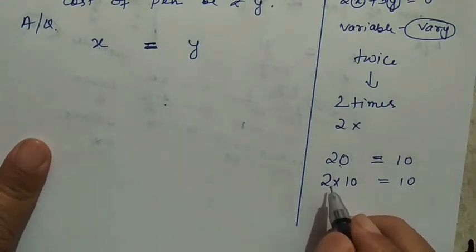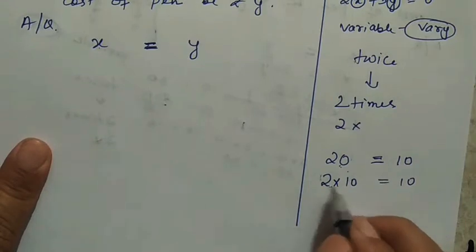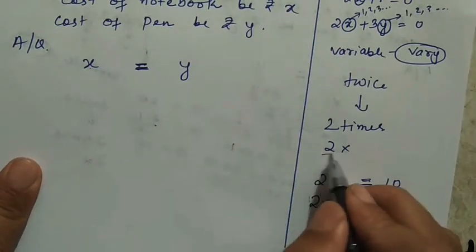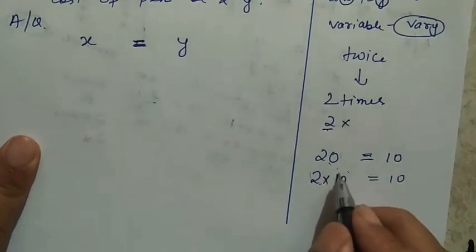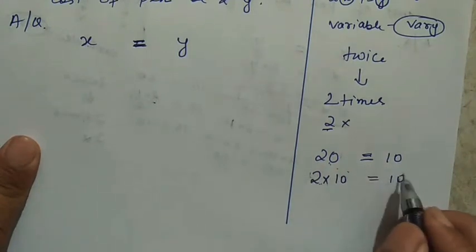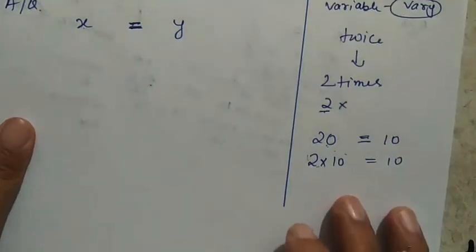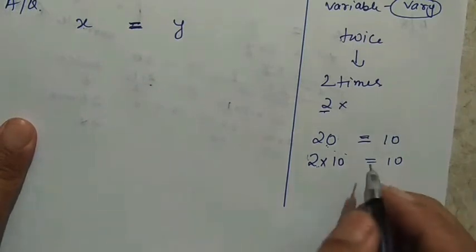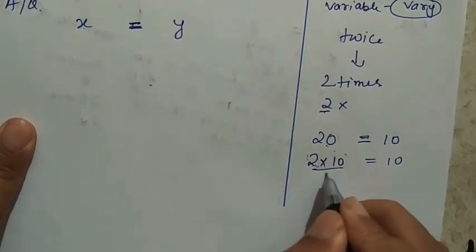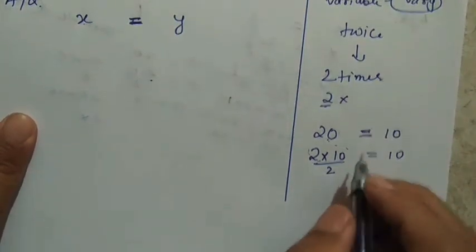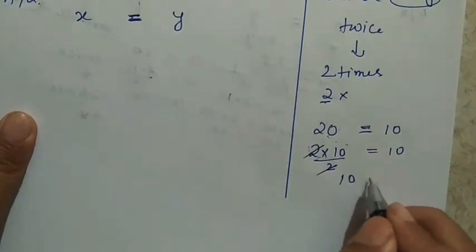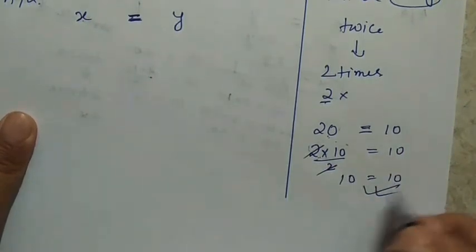Now I can put the 2 on the bigger side by dividing. Putting it on the bigger side, we have to divide by 2, because dividing by 2 cancels out the 2, so we get 10 equal to 10. So this is true.